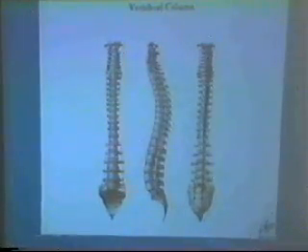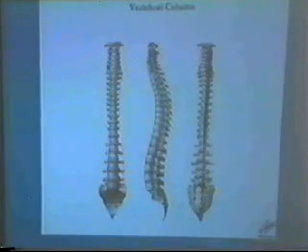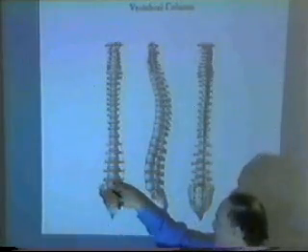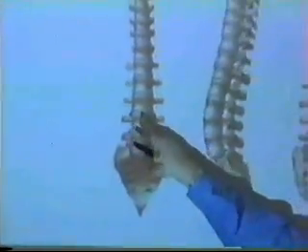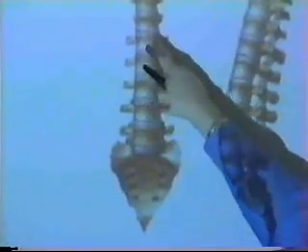This is looking at the vertebral column from the front. And what you are looking at in this illustration is fundamentally the vertebral bodies and the discs, the intervertebral discs between those vertebral bodies. That portion of the vertebral column has as its primary function the support of weight. That's what it's primarily designed to do.